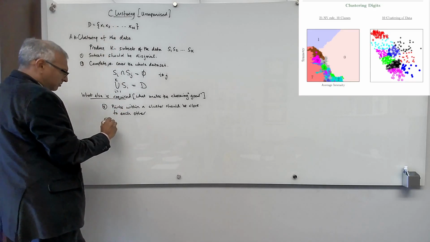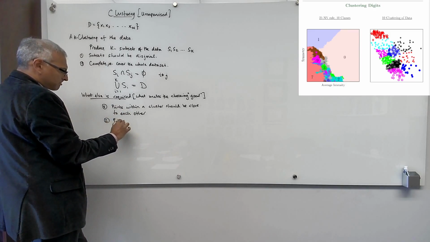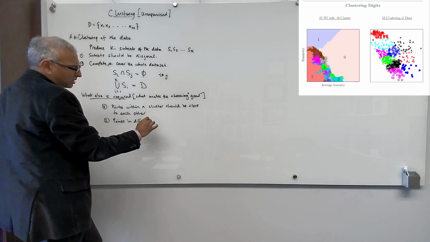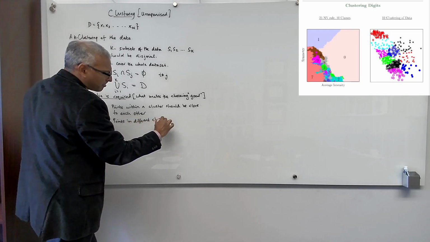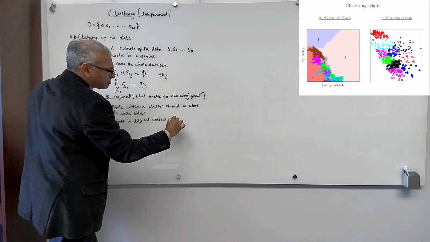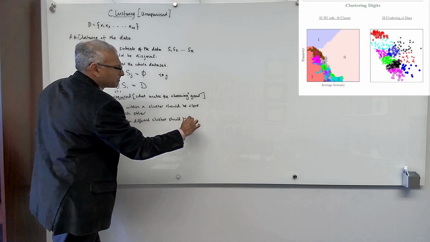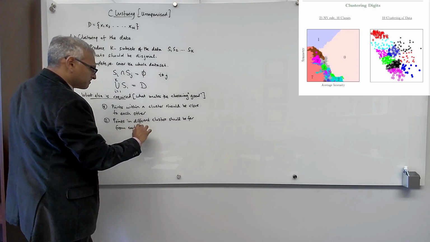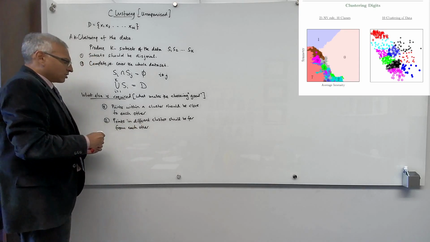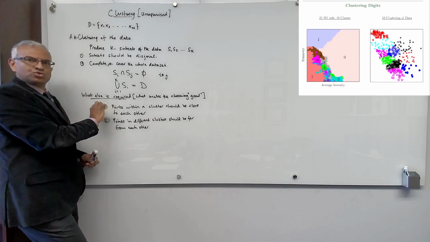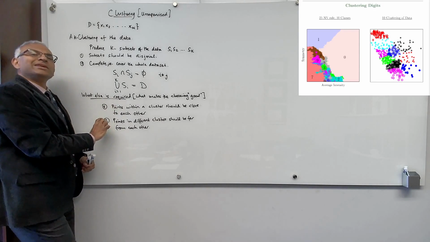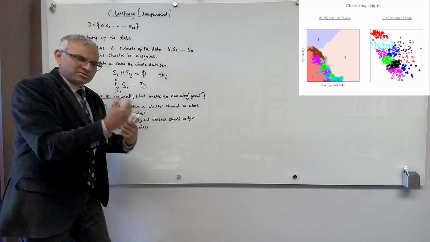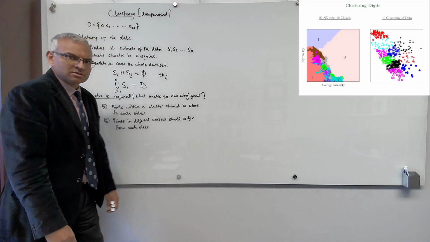Points in different clusters should be far from each other. Okay, so the within cluster spread should be small and the between cluster spread should be large. Okay, these are perfectly valid criteria that we would desire.